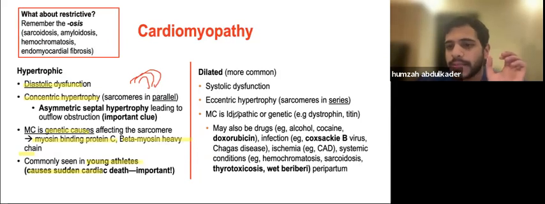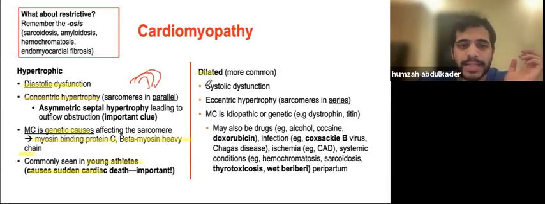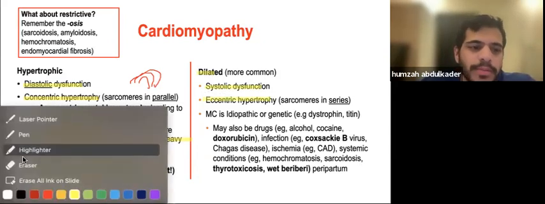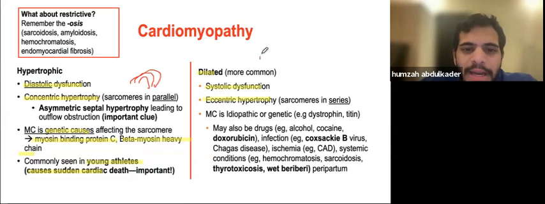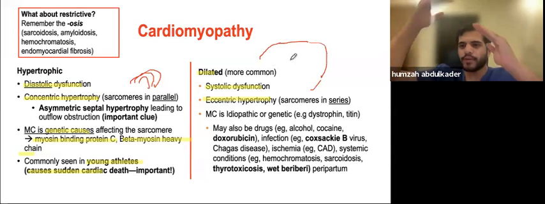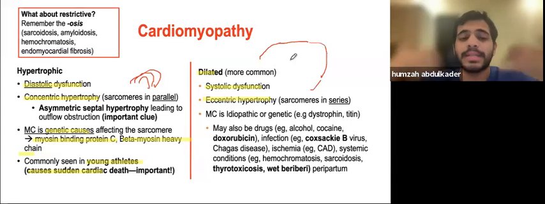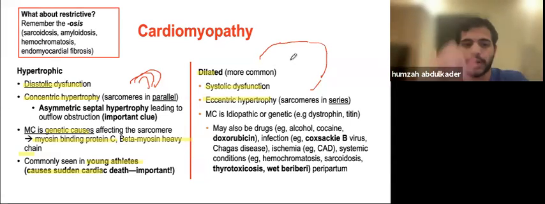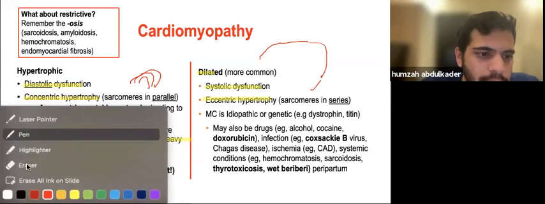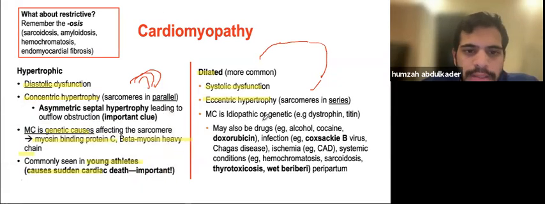Now, if we compare this to dilated cardiomyopathy, that is a systolic dysfunction, and it causes eccentric hypertrophy. Eccentric hypertrophy means that the sarcomeres get added in series, like this. The chamber gets bigger; think of this as the ventricle. They get added one after another, and the chamber gets bigger, so it becomes a systolic problem because it can't push out the blood. The most common cause of dilated cardiomyopathy is idiopathic, but it can be genetic.